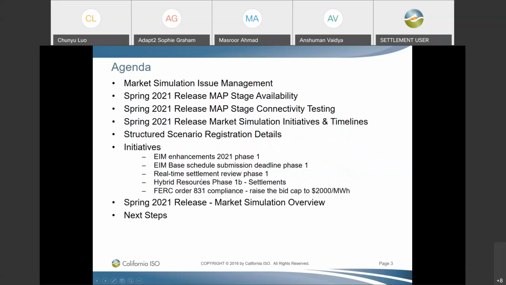All right, so we have the following agenda today. We'll talk about market simulation issue management. Then we'll talk about Mapstage availability, the timeline for the connectivity testing, and then we'll talk about market simulation initiatives and timelines, the registration details for the structured scenarios. Then we'll talk about different initiatives separately. Then we have a market simulation overview, and then the next steps.